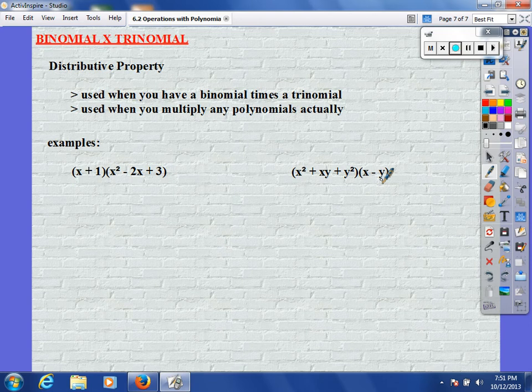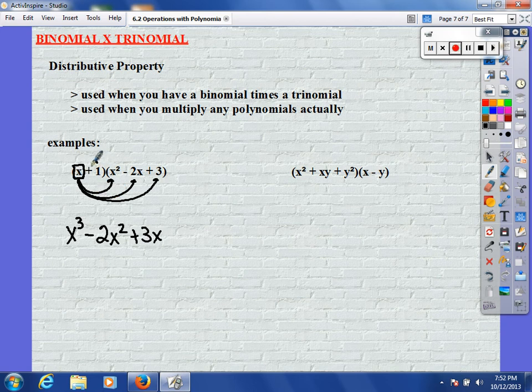There's a few ways you can do this, horizontally or vertically. I like the horizontal, so that's what I'm going to show you. We're going to take this positive x right here and simply distribute it all the way through. So we have x times x squared, which is x cubed. Multiplying powers, add exponents. Then we've got negative 2x times x, which is negative 2x squared. And then we've got a positive 3x there. So the x has been distributed.